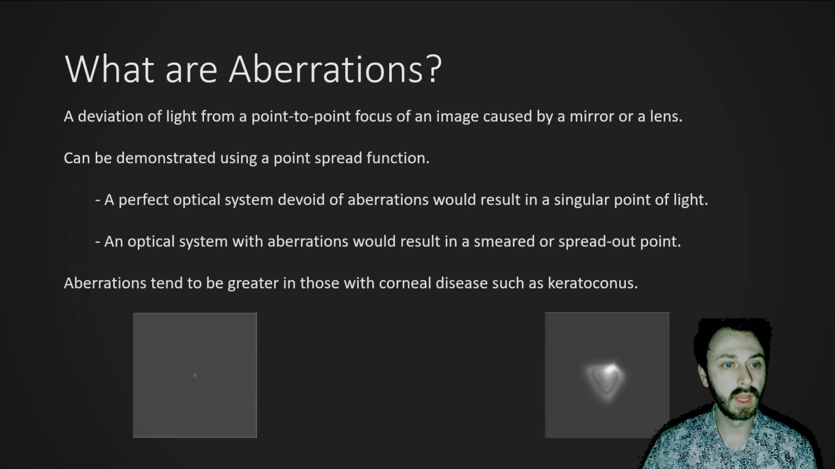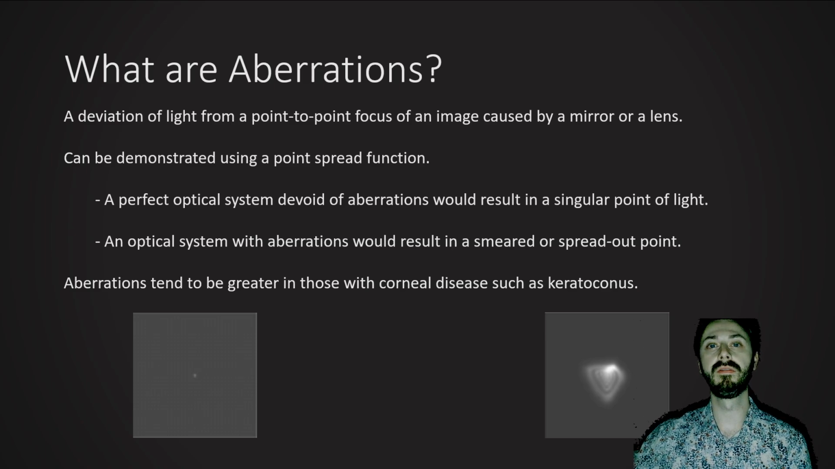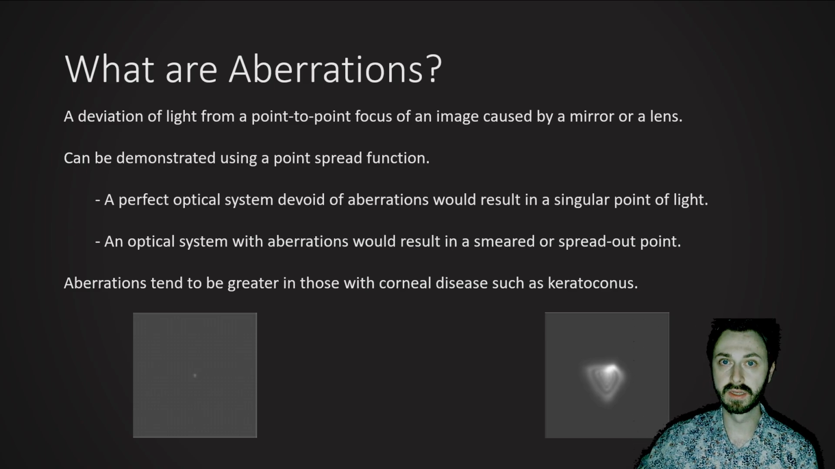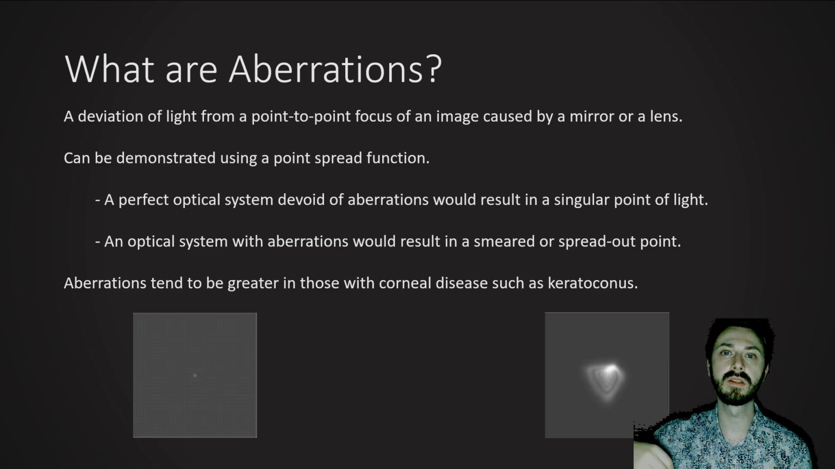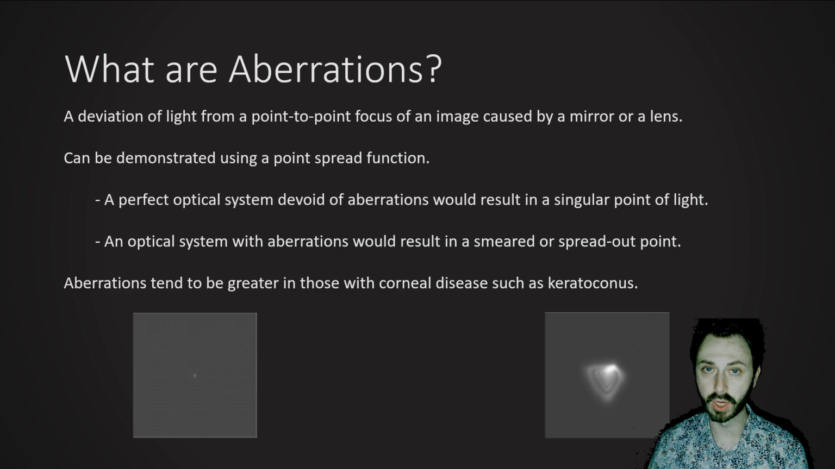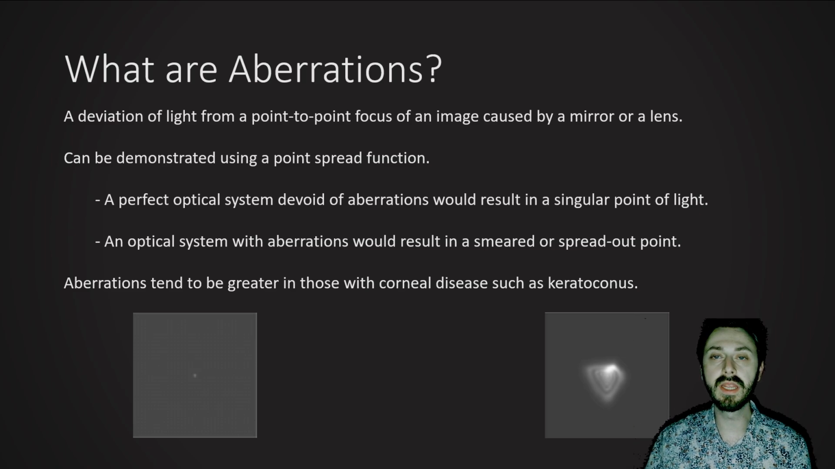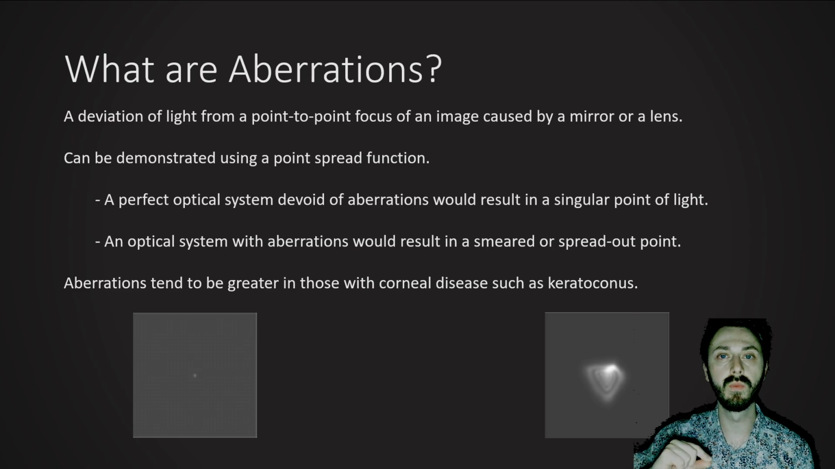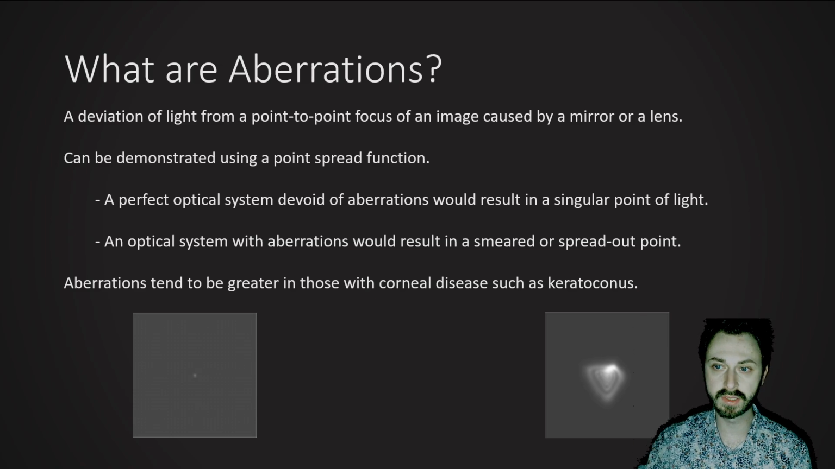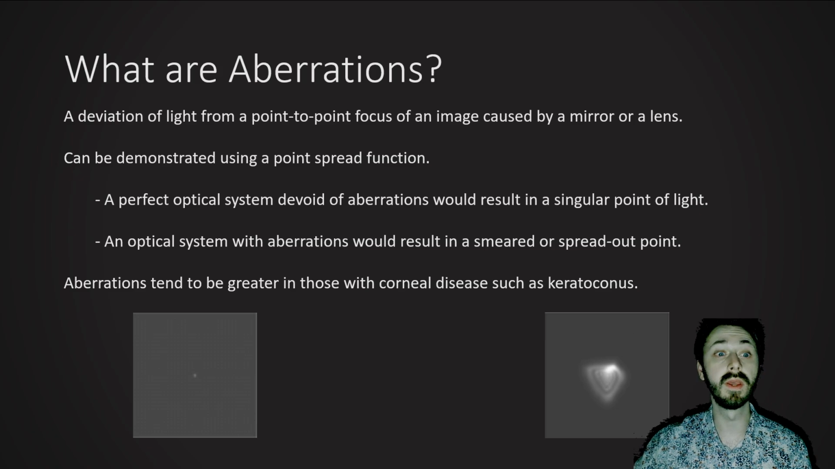So more formally, aberrations are defined as a deviation from a point-to-point focus of an image of a light caused by typically a lens or a series of lenses, and can also be caused by a mirror. We describe this best using a point spread function. What that means is if we take a point of light, shine it through a refractive system, an optical system, we measure how that point of light emerges from that optical system and compare.